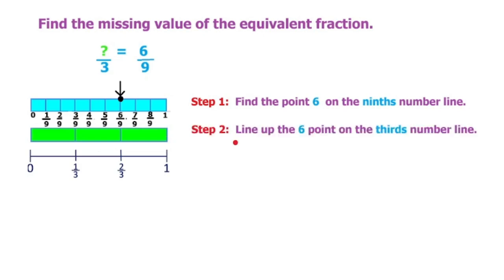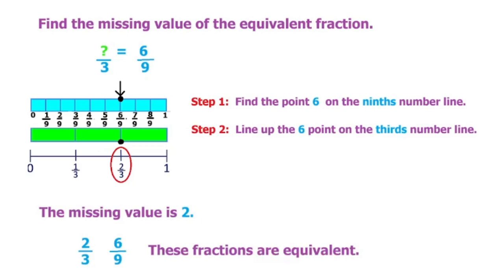So the next step, line up the 6 point on the thirds number line. So you would line this up, and it's right here. So there's the point. It's on the thirds number line, and the number that coincides with it is 2/3. So that means the missing value is 2.